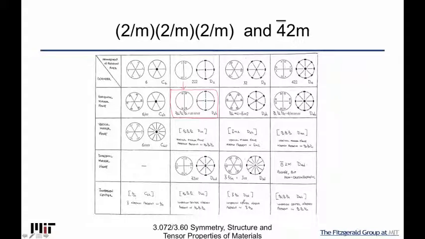So in the next lecture we'll do the same thing, and now we're going to take 32 and we'll proceed down in this direction.